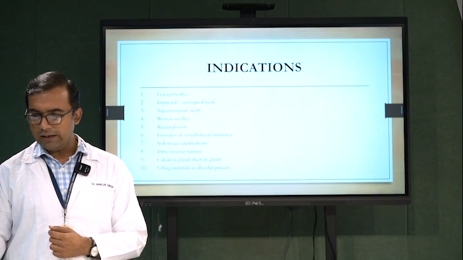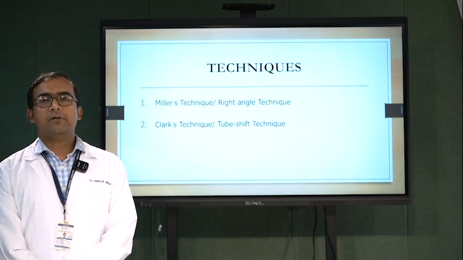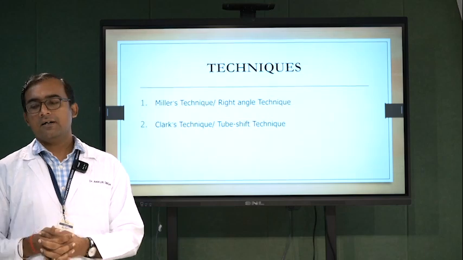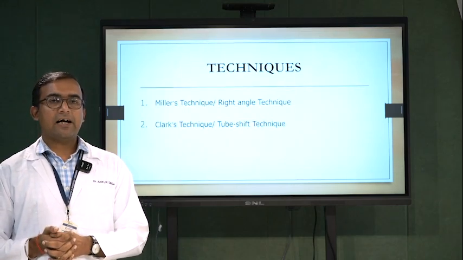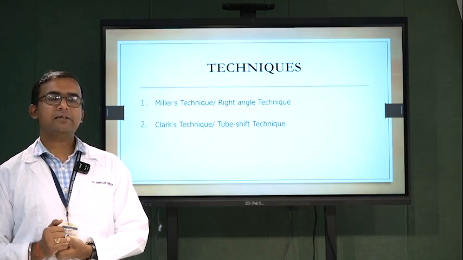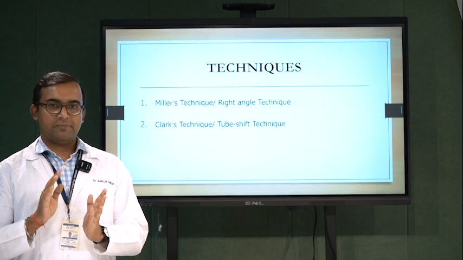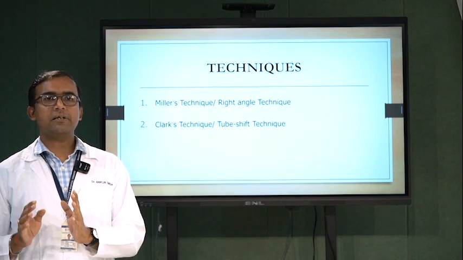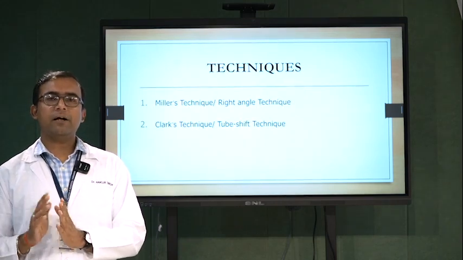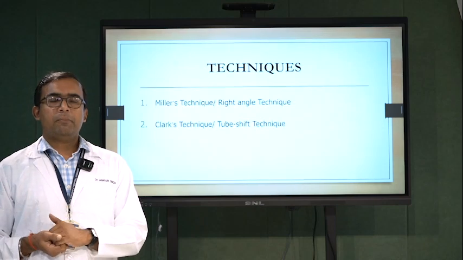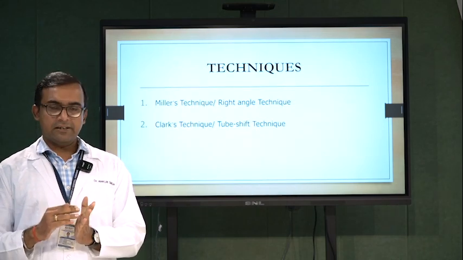So we'll start with the techniques. There are two techniques basically. First is the Miller's technique, second is the Clark's rule or Clark's technique. So Miller's technique tells that two images are to be taken at right angle or perpendicular to each other. So perpendicular means at right angle.